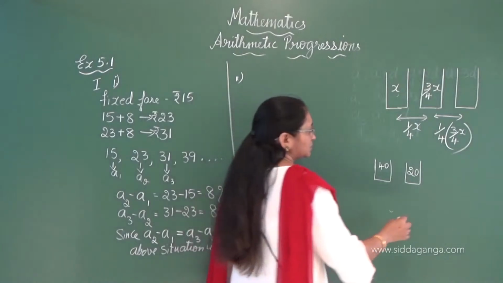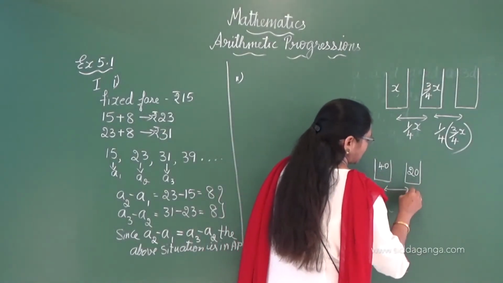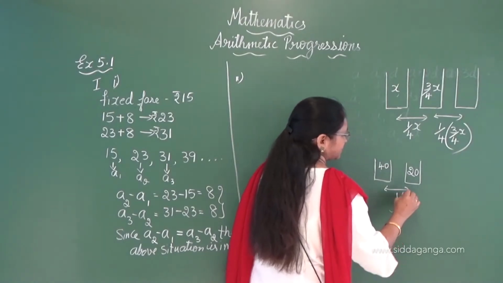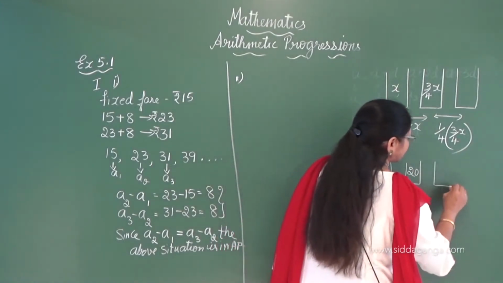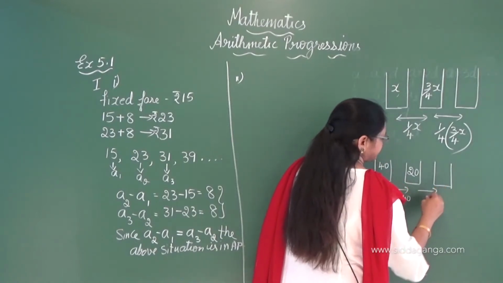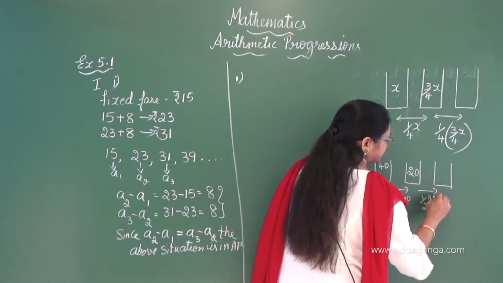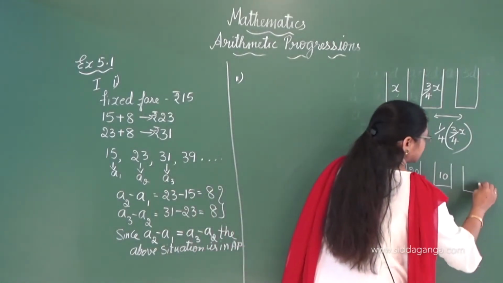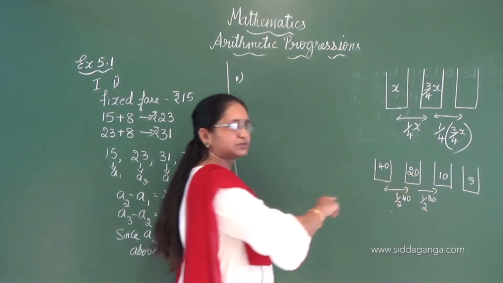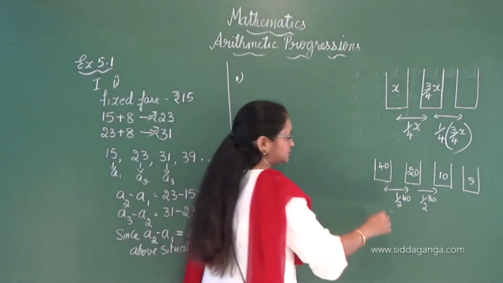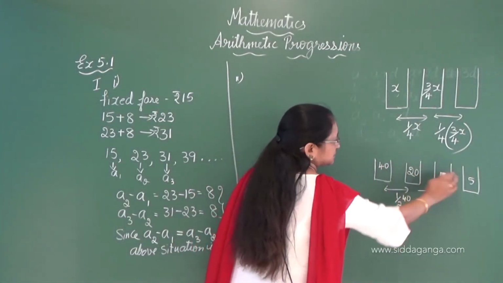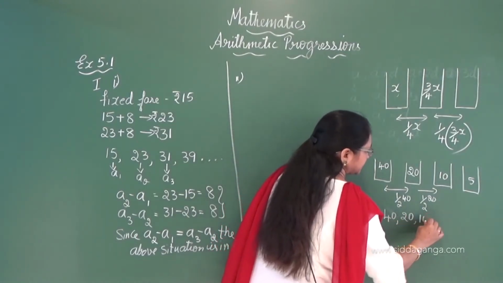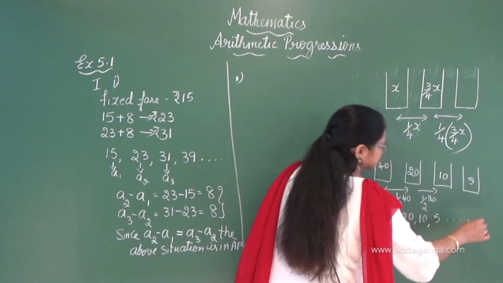Now, again if I ask, I'll remove half, it will be half of 20. Half of 40 will be 20. Again if I remove half of it, half of 20, so 10 will remain. Again if I remove half, 5. I hope this is clear. Now the marbles remaining in this will be 40, 20, 10, 5, like this.